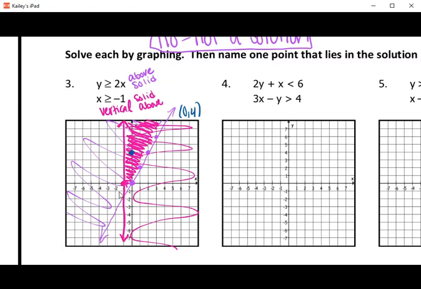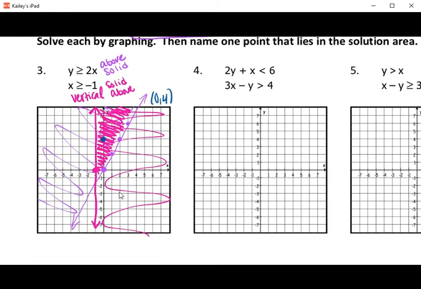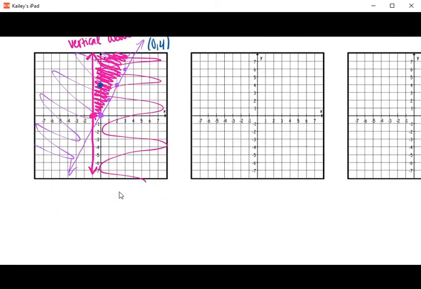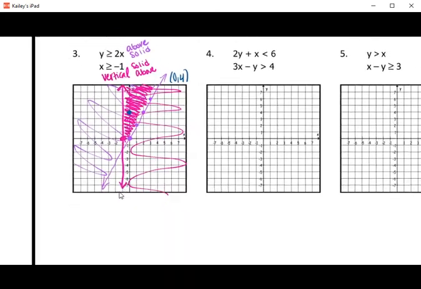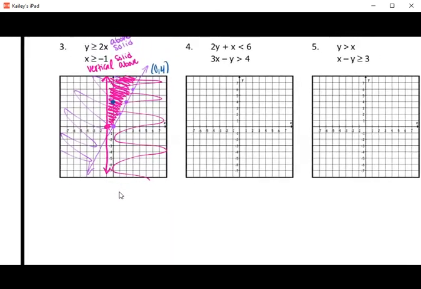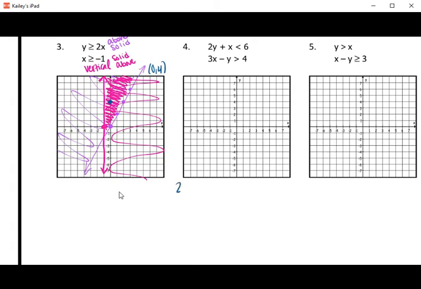Number 4, before we can graph these two, we need to solve for y. So first, I'm going to use this space down here. 2y plus x is less than 6, whatever.